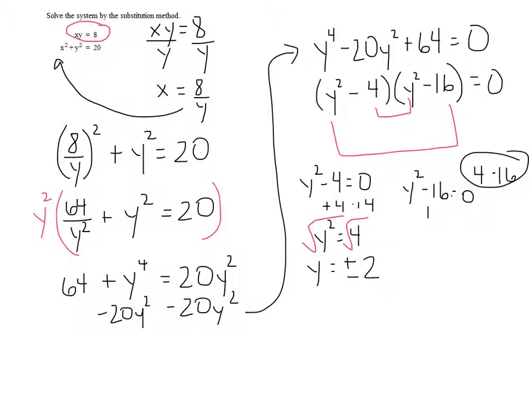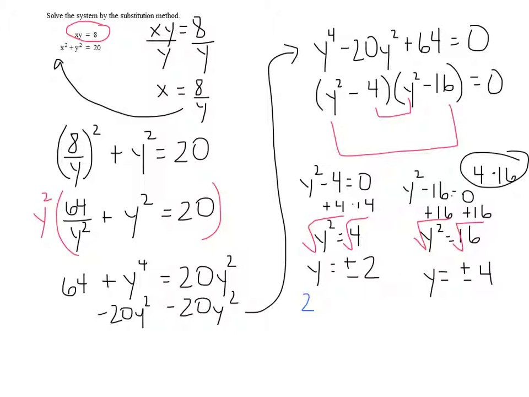And on this one, if we add 16 to both sides, we get y squared is equal to 16, and when we take the square root of both sides on that one, we get y is equal to a positive or a negative 4. So those are your 4 answers for y. So we have to figure out what our answers that go with those for x would be. So we'll plug them in.